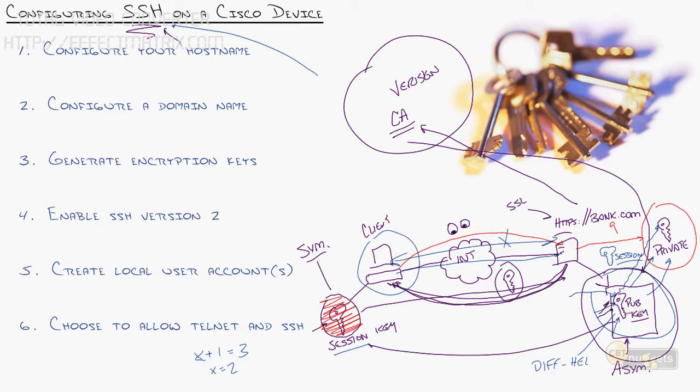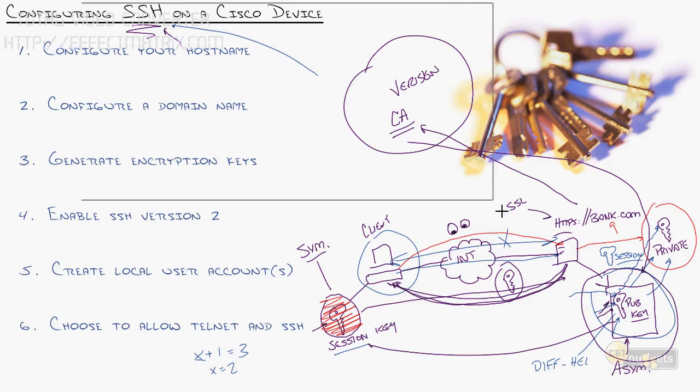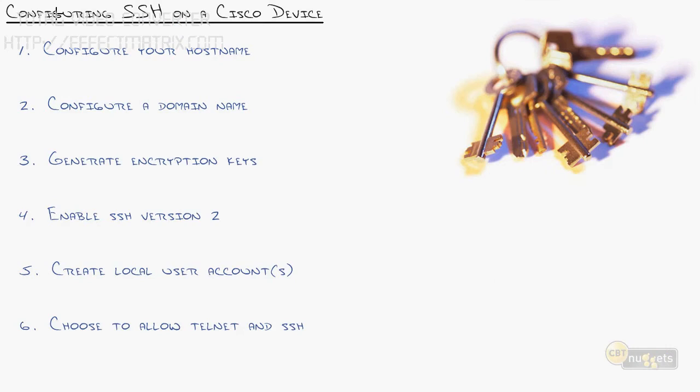Now, let's talk about how to set up SSH. Let me clear all of this stuff off. So that's how it works. So instead of having computer A and website B, we have computer A going to switch A or router A or whatever kind of device. It's all the same concept, just using different devices. So the way to configure SSH on a Cisco device is as follows.